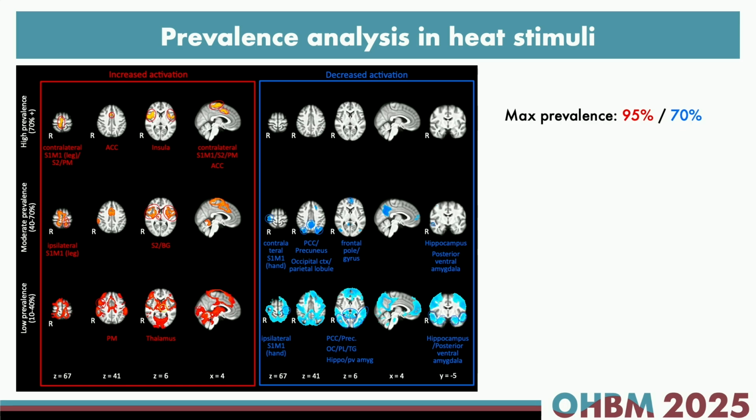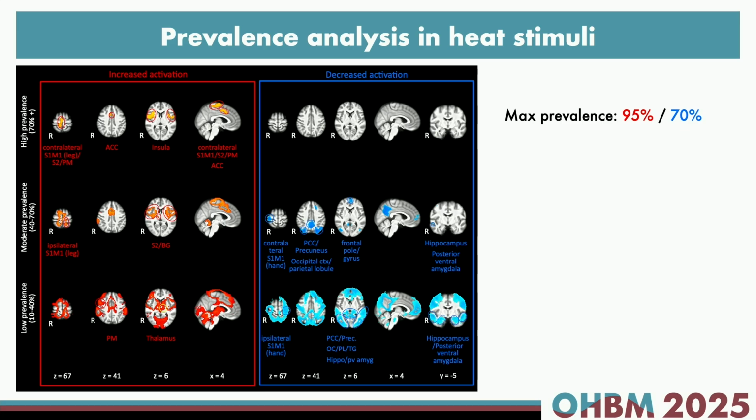So in other words, the further away you go from these core regions, the fewer participants are going to show this activation. And then in the decreased activation, we saw something similar where up to 70% of participants exhibited similar patterns of decreased activation in areas such as the posterior cingulate cortex and the precuneus cortex. And then as the prevalence decreased, these areas became more peripheral to the original ones.